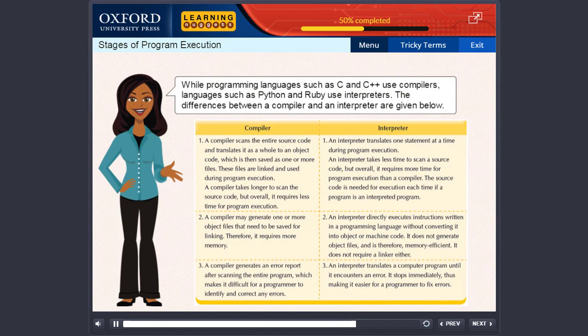While programming languages such as C and C++ use compilers, languages such as Python and Ruby use interpreters. The differences between a compiler and an interpreter are given below.